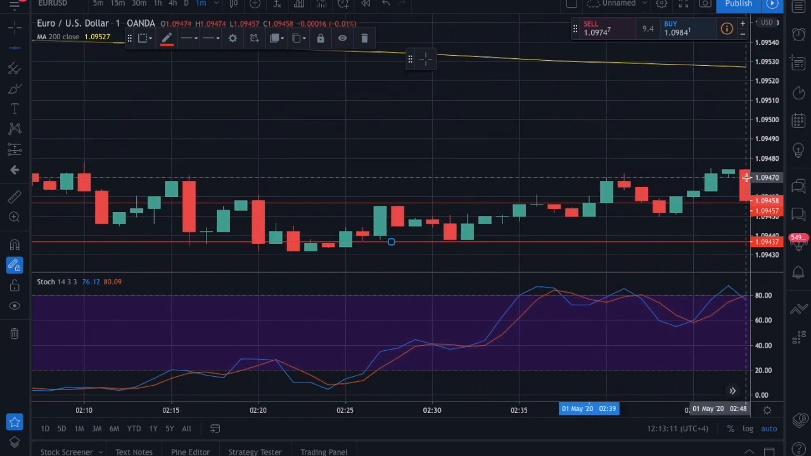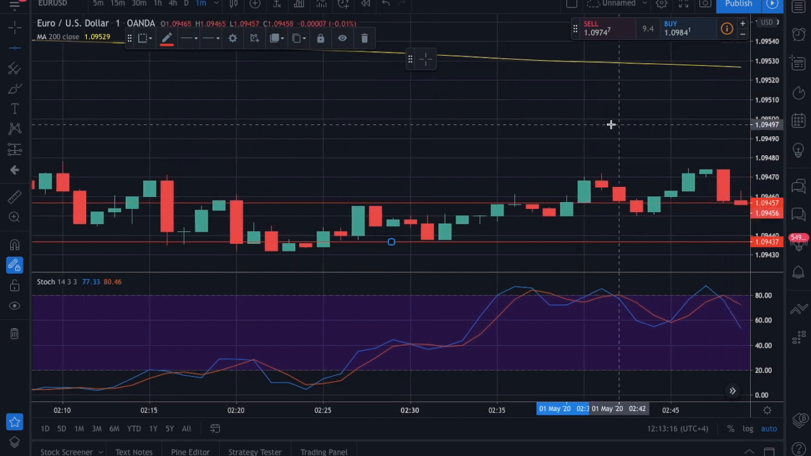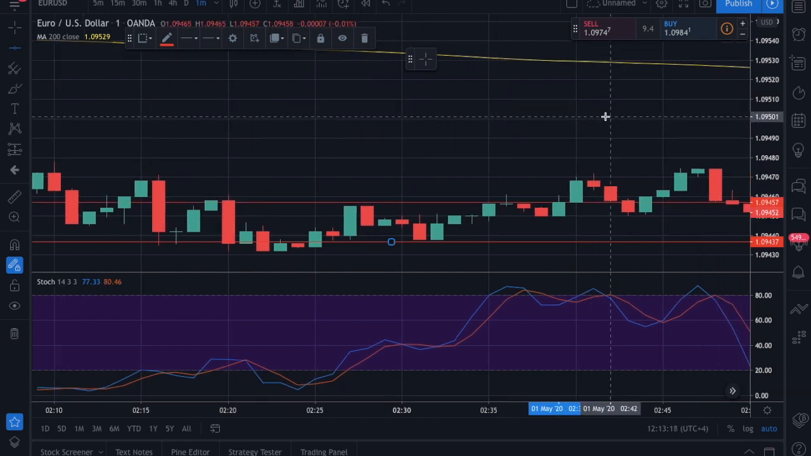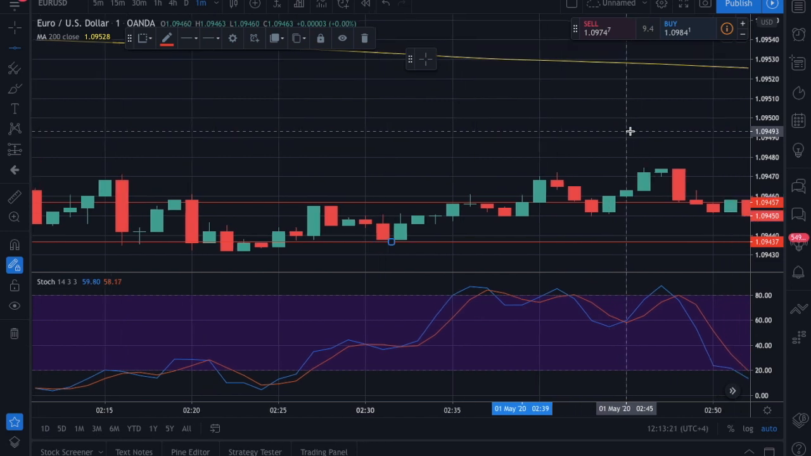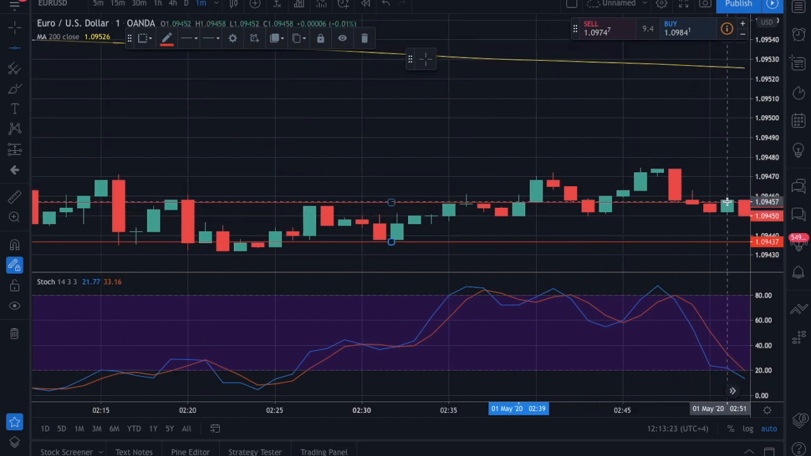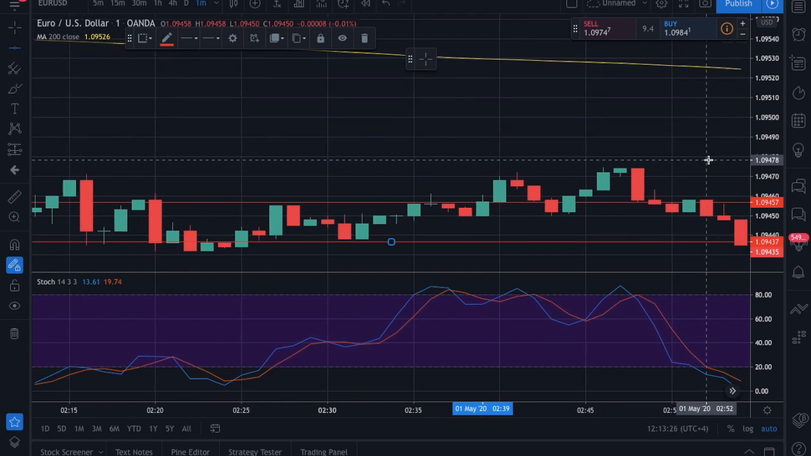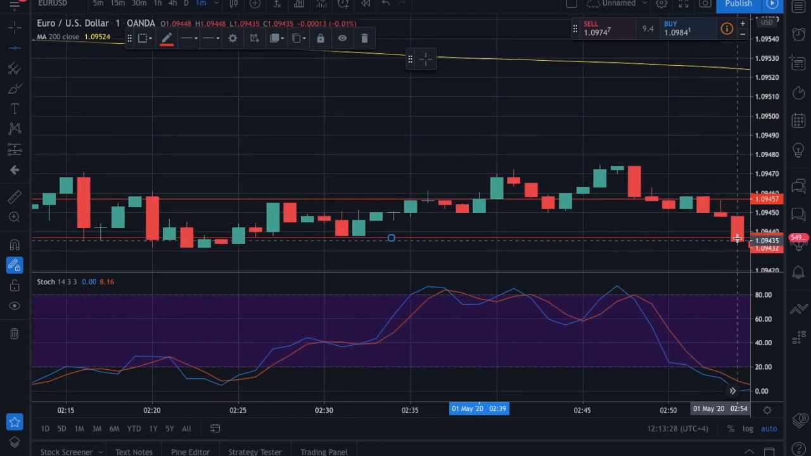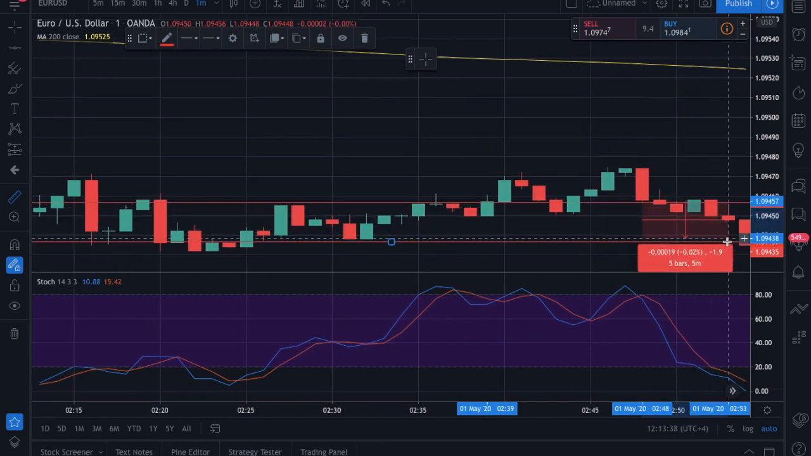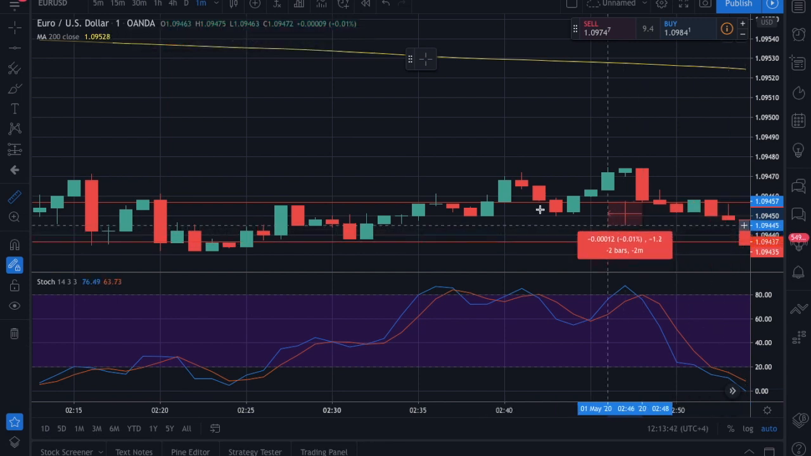This is the first candle where we opened the sell order here. The next candle came down. Next candle came down. Next candle, it went up a little bit. Guys, look, it already hit our take profit. So 1, 2, 3, 4, 5 in 6 minutes, guys. Let me show you how many pips. In 6 minutes, you got 2 pips. It's in just 6 minutes, guys.